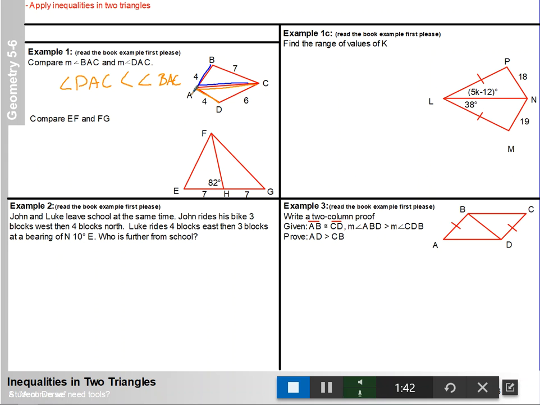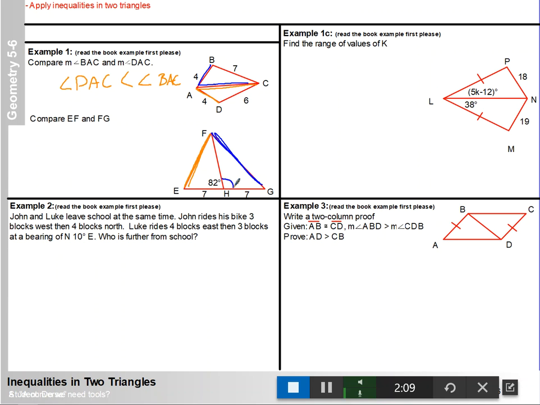For example 2, we need to compare EF and FG. And I'm given some information here. I know that this angle is congruent to itself. I know this side is congruent to itself. This side and this side are also congruent.